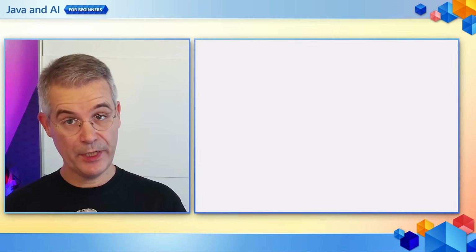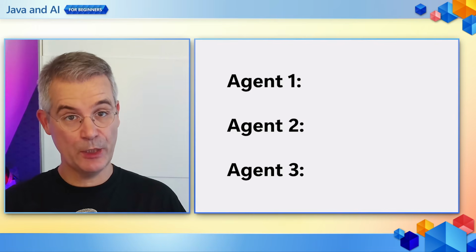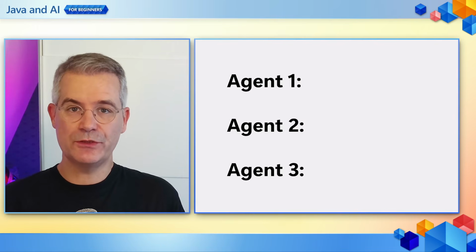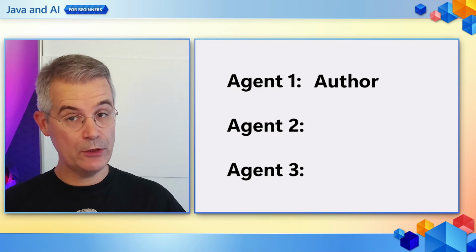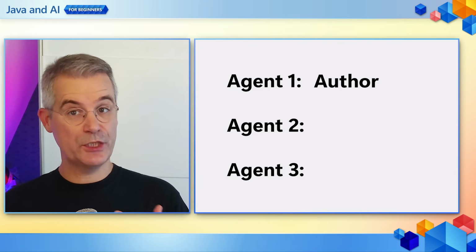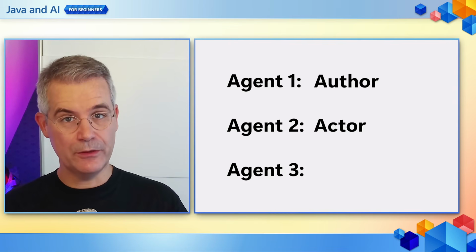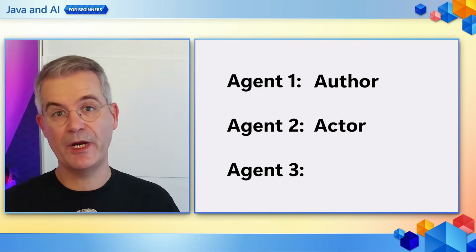In this video, we're going to use 3 agents and make them work together to achieve something in common. So the first agent will be an evolution of what we created in the first video. It's an author who is able to write a poem for you using an LLM. The second agent will be an actor. The actor will be able to transform a text, so this poem, into an audio file.